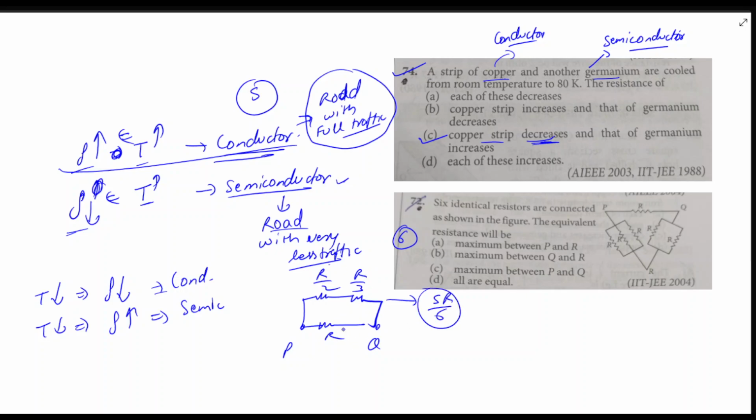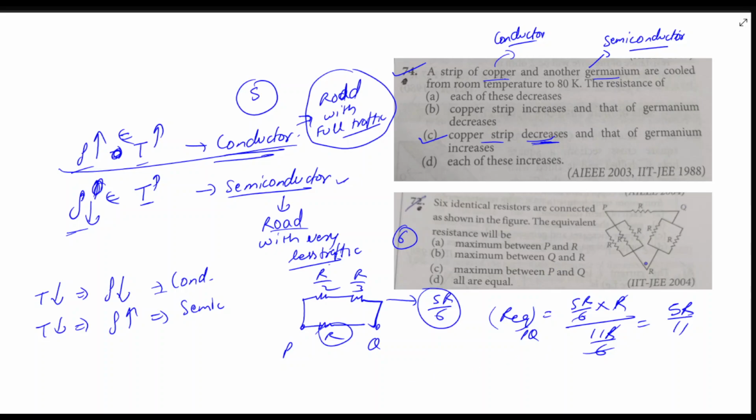And this 5R by 6 and R is in parallel. So we have R equivalent as 5R by 6 into R upon the sum of them. So the sum of them will be 11R by 6. So R will get cancelled, 6 will get cancelled. We have 5R by 11, right? So this is R equivalent about PQ.